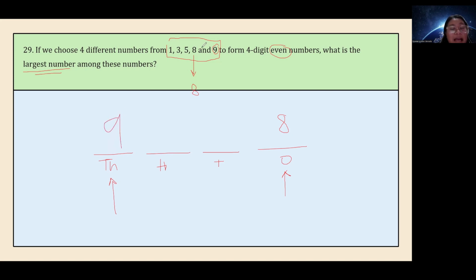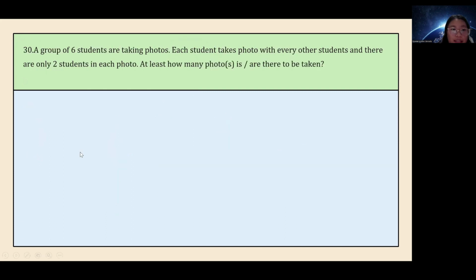So we put 9 here, and follow the decreasing order of the numbers. So next larger number is 5, and then next to that is 3. So the number that we can have is 9,538. Okay, very easy, right? And we are down to the last number, number 30.